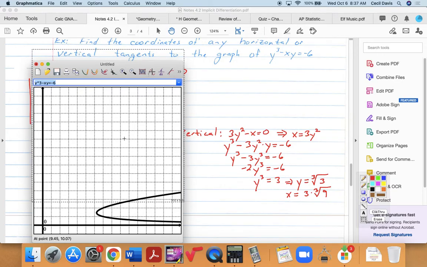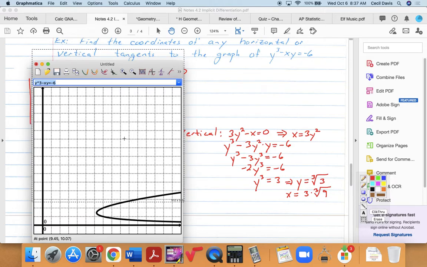Hey, it's a sideways parabola. Or you could say concave left. That'd be concave right. It's convex left. Yeah, you guys are cracking me up.